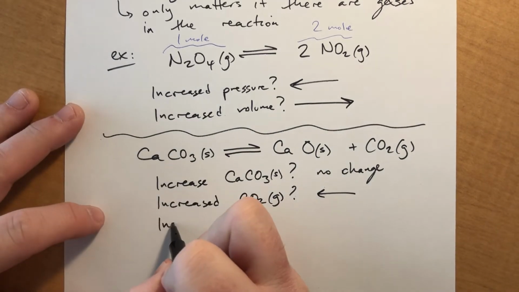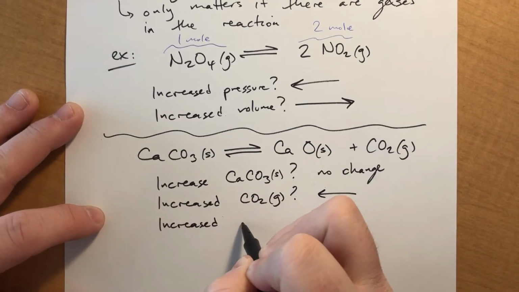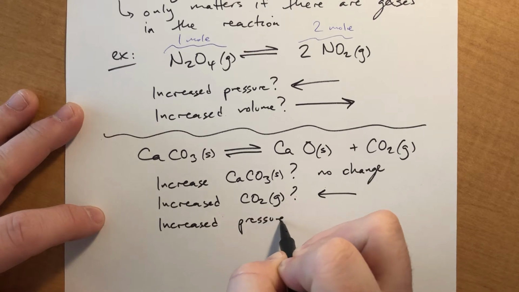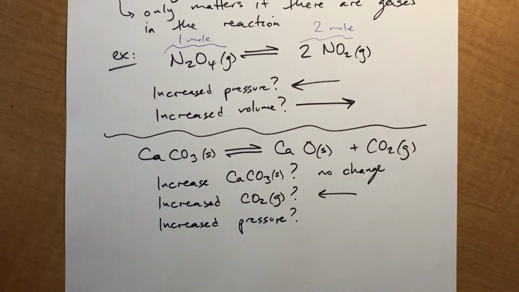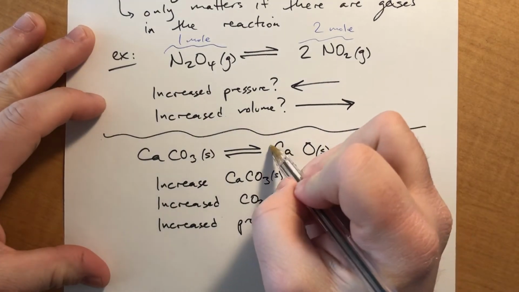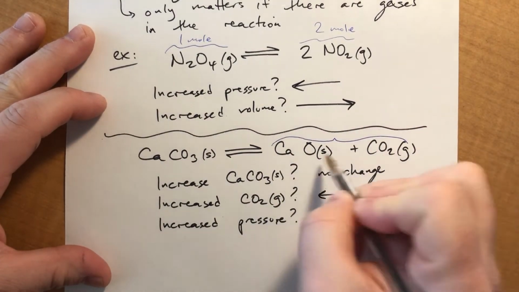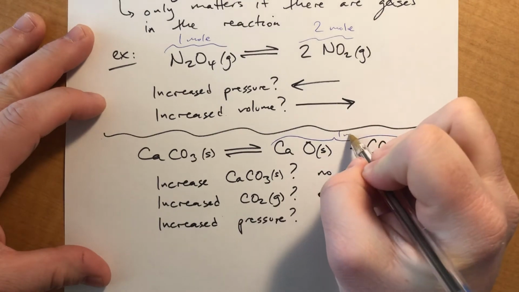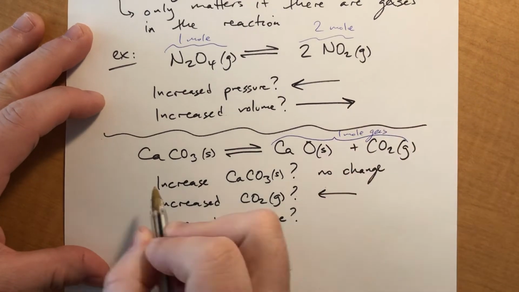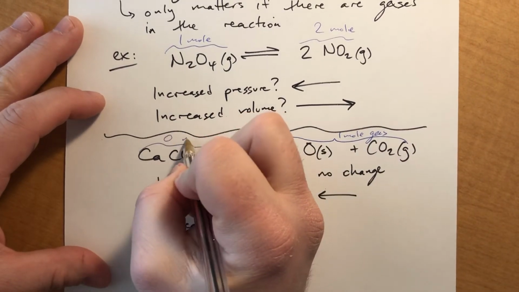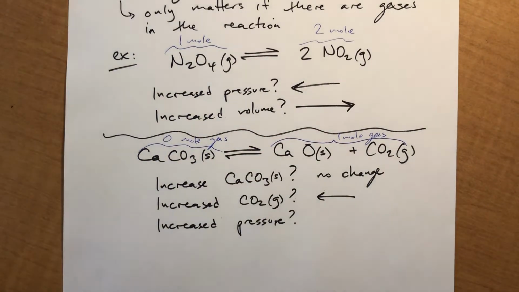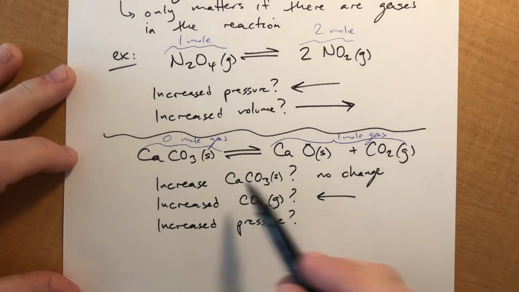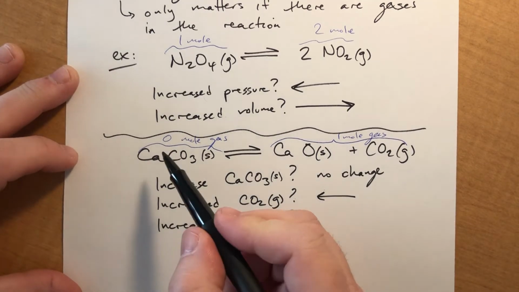If we increased the pressure, well, on this side of the equation, there is 1 mole of gas. There's 2 molecules, but only one of them's a gas. 1 mole of gas. And on this side, there's 0 moles of gas. So it's gonna shift to the side with fewer moles of gas because you increase the pressure, which is the left, which is none.